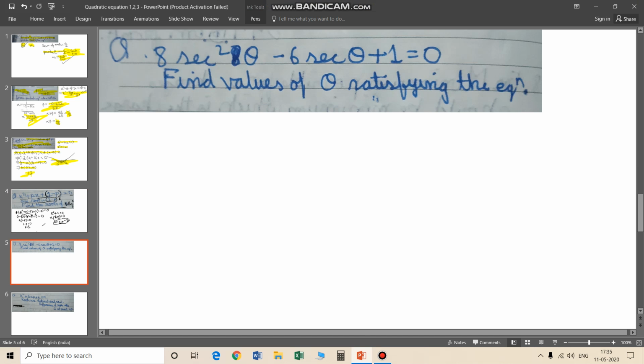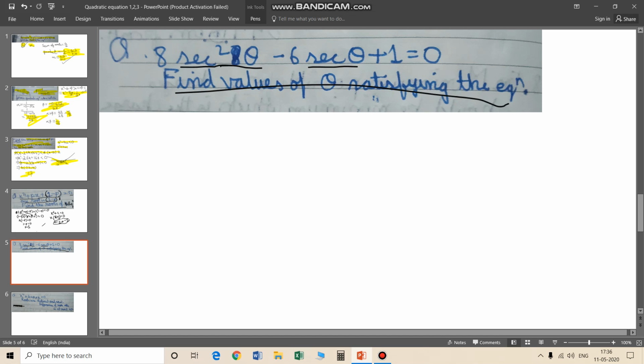Moving on to the fifth question of quadratic equations, the second question of today's video. It says 8x squared theta. I hope you know basic trigonometry. What is sec theta? That's the thing we need to know here. What is the range of sec theta and cos theta? What is cos theta? 1 by sec theta. I guess you know these basic things.